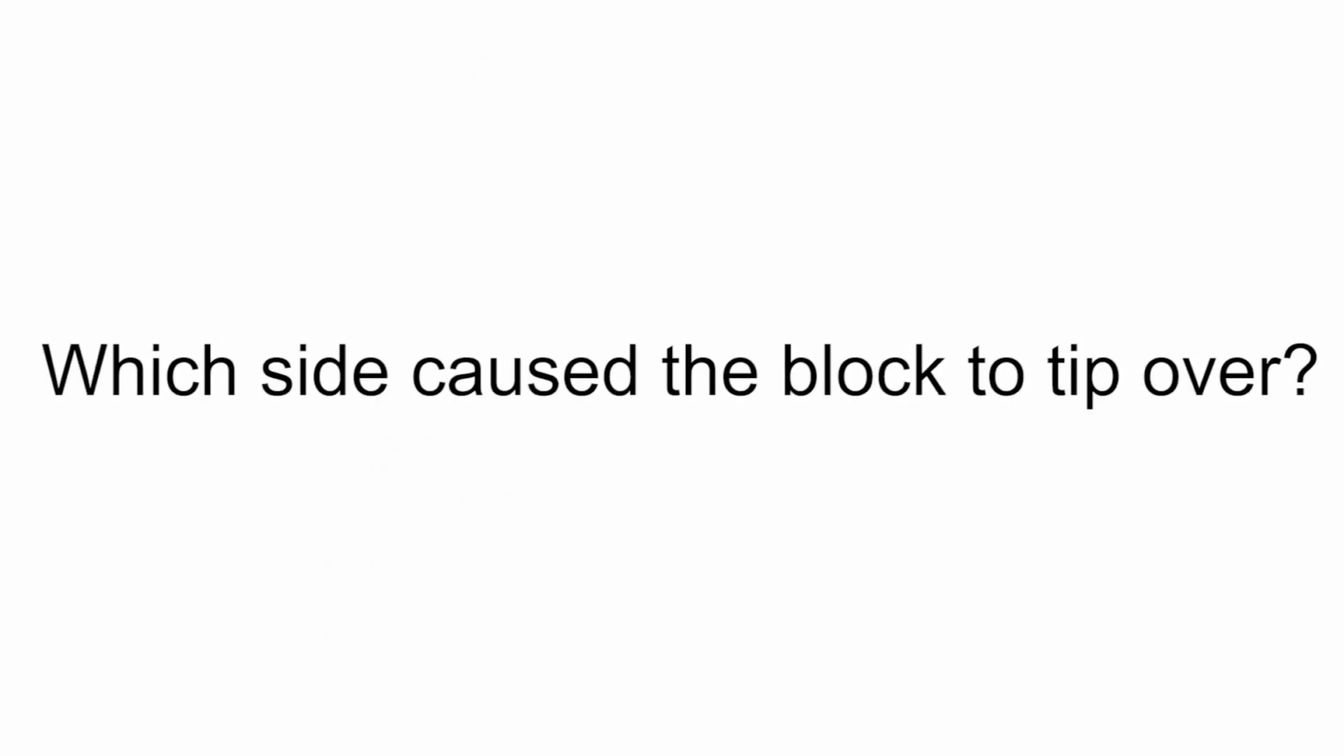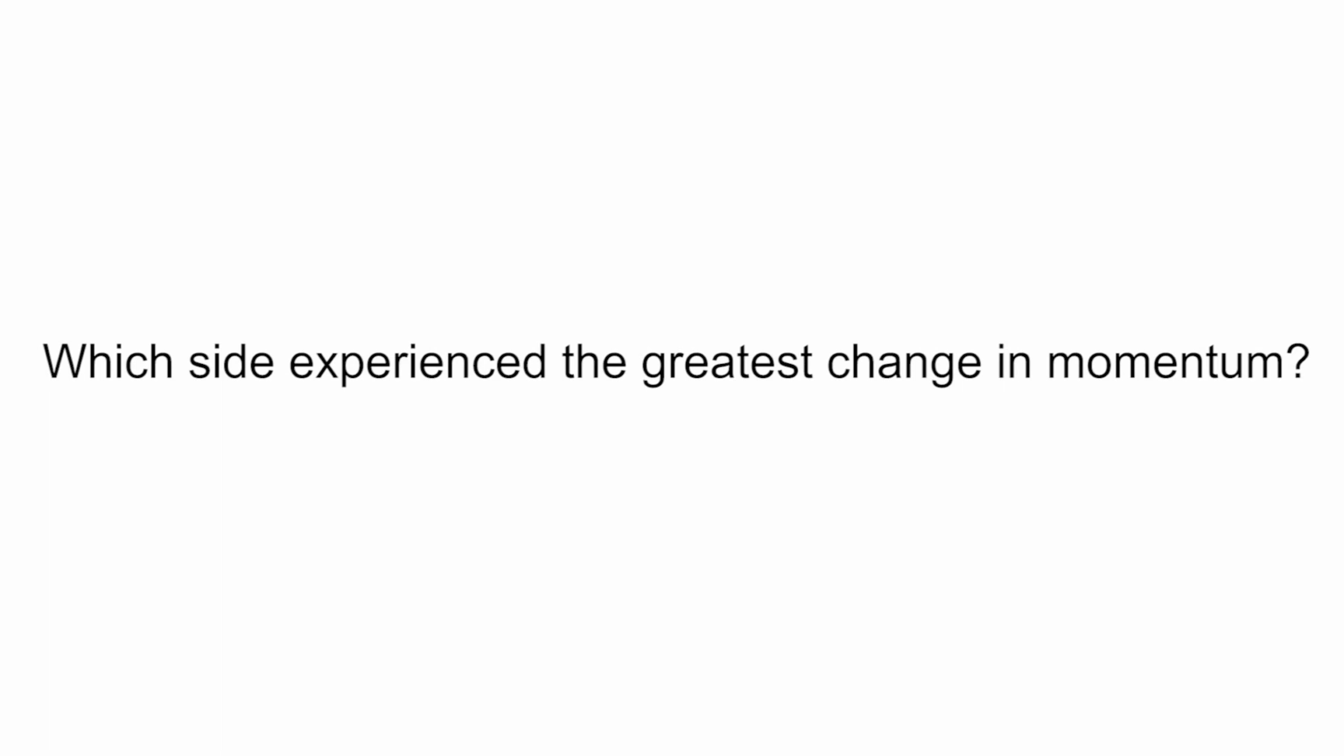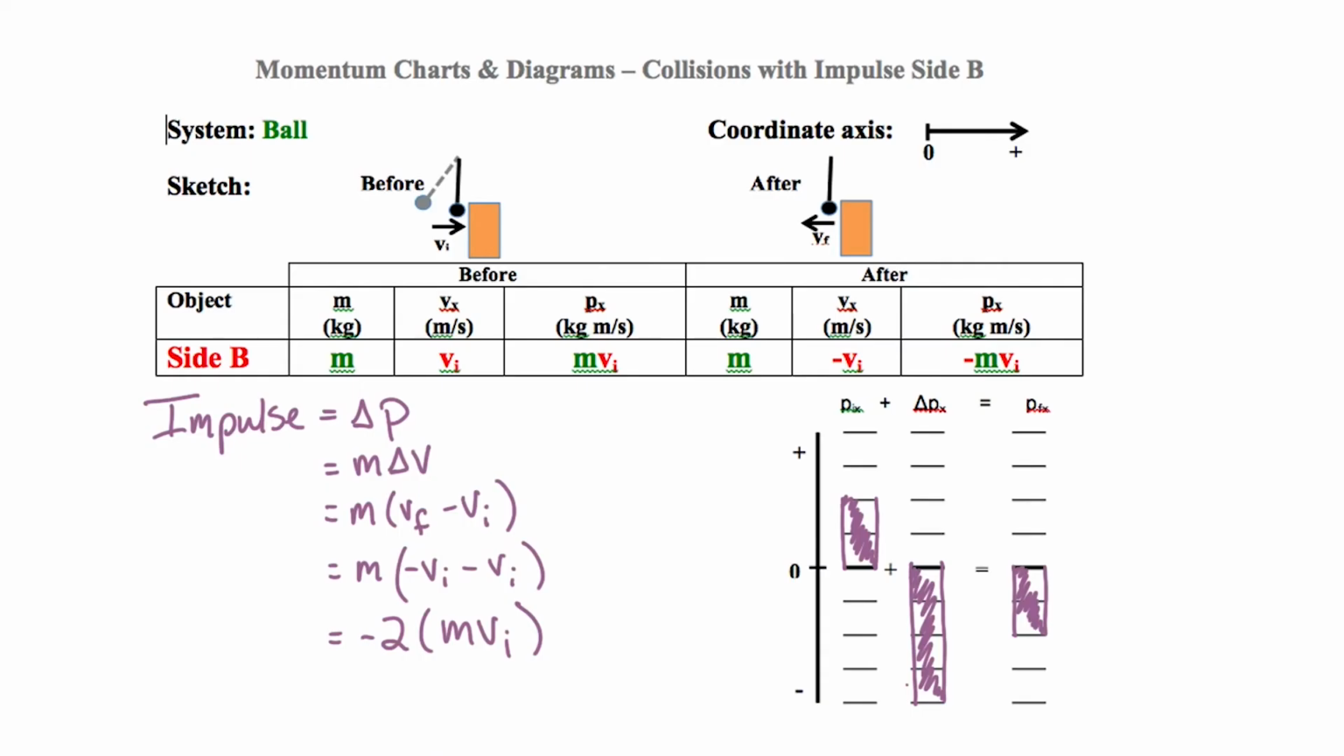Which side caused the block to tip over? Side B, the bouncy side. Which side applied the greatest average force to the block? Again, side B. Which side experienced the greatest change in momentum? Once again, side B. Which side transferred the most momentum? You guessed it, side B. So we see that side B transfers more momentum to the block than side A. Now you'll use these ideas in the activities to follow.